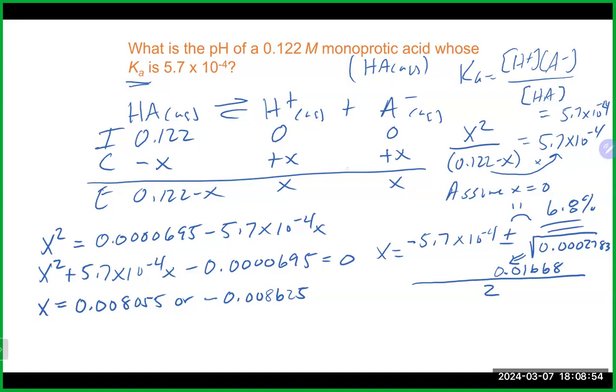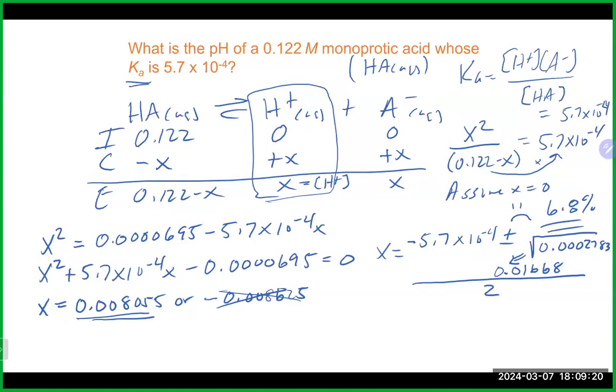Clearly, we can see pretty easily from our ICE table that a negative value here is not going to work, right? Because that's going to give us a negative concentration. So it definitely can't be that because it's negative. That means that this should be the concentration. And we also see that that will equal, obviously, the H plus concentration, which is really what we need to calculate our pH in this case.